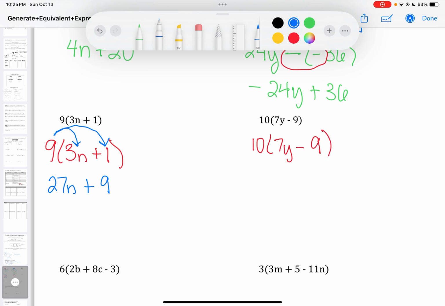Now I'm going to shoot my Angry Birds again. I want it to hit my first term and my second term. And I know we're subtracting, so I'm going to keep the subtraction symbol. 10 times 7y is 70y. And I'm going to keep my subtraction symbol. And 10 times 9 is 90. Now I can say that 10 times 7y minus 9 is 70y minus 90.